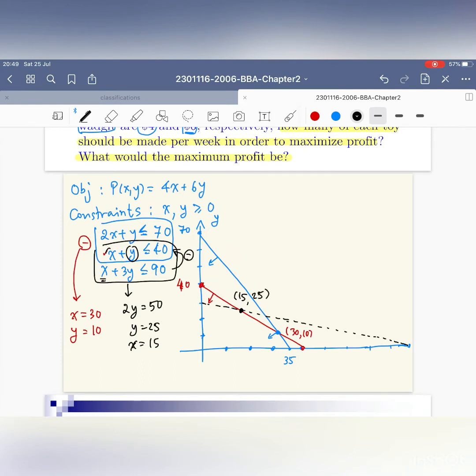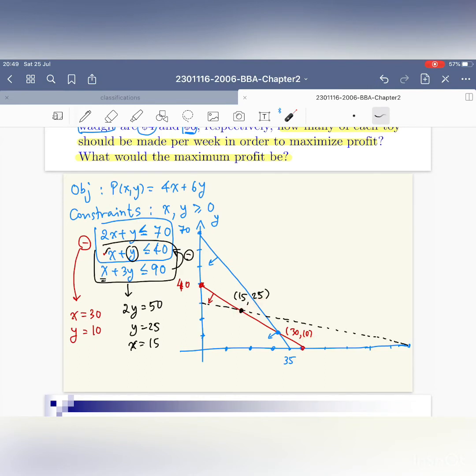So here it is 15, okay, this point, and 25, and the position is right because here your x is 30, and there your x is 15, so it has to be on the right of this red one. And here your y is 10, there your y is 25, so it will go above.